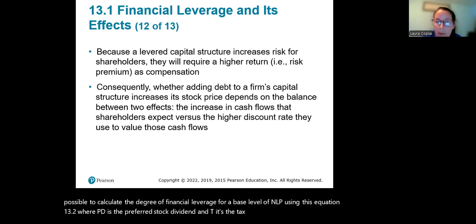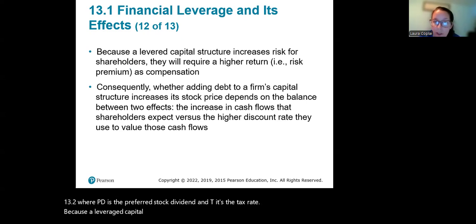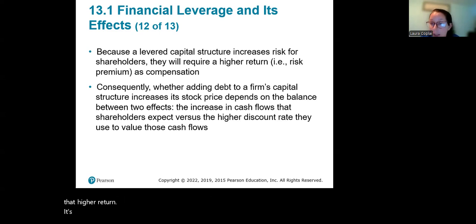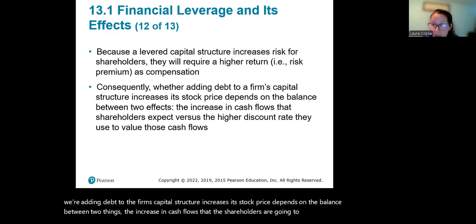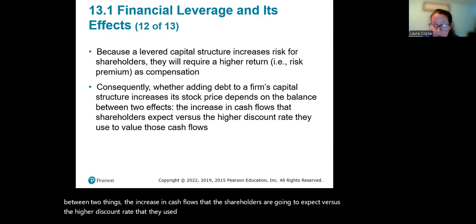And because a leveraged capital structure increases risk for the shareholders, they're going to require a higher return. It's called a risk premium. They want that as compensation for a higher risk, right? So whether adding debt to the firm's capital structure increases its stock price depends on the balance between two things: the increase in cash flows that the shareholders are going to expect versus the higher discount rate that they use to value those cash flows.